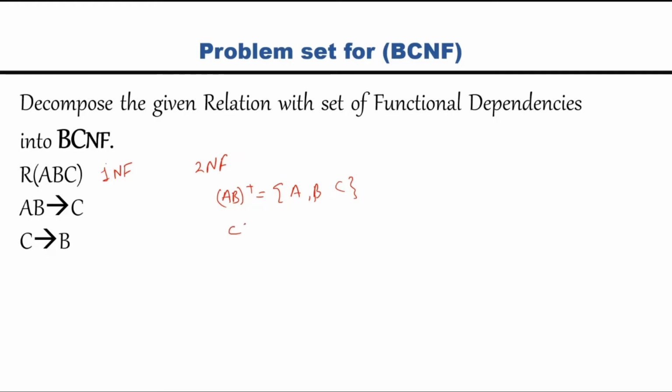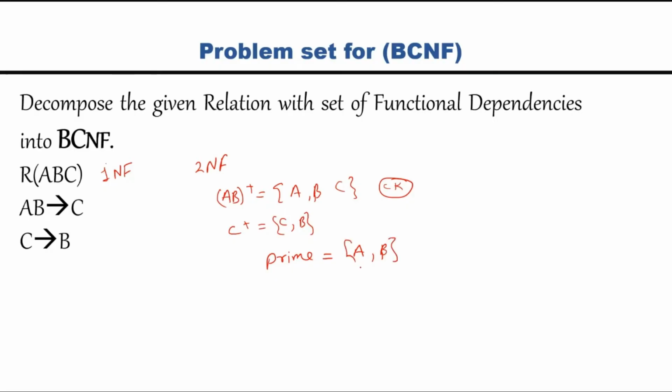Then what about C plus? It is giving only C and B. So it is not a candidate key. So the only candidate key is AB. AB is the candidate key. So what would be the prime attributes, students, in this case? Yes, prime attributes are A and B.